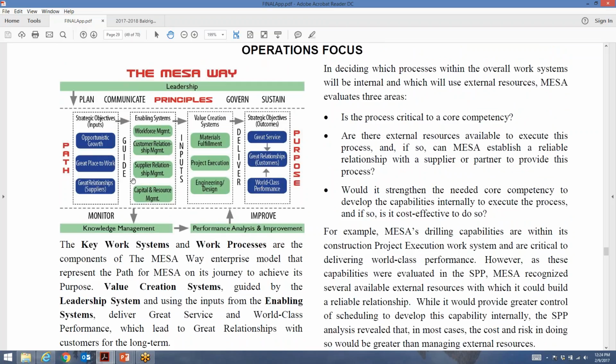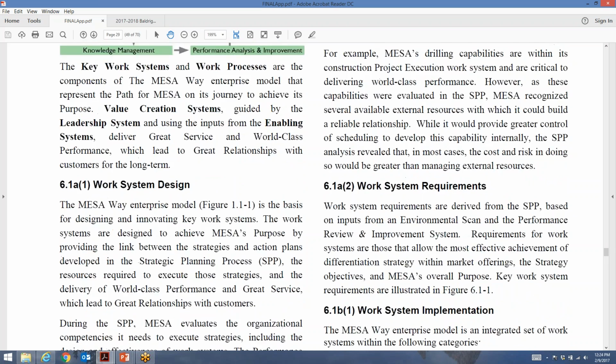But if you just want to think key work systems for us, it would have been these work processes right here. I would have a picture of that and how those flow from the strategic plan, how I design those, how I improve those, and what they are. We're going to have a table later on that talks about those and the measures associated with those.